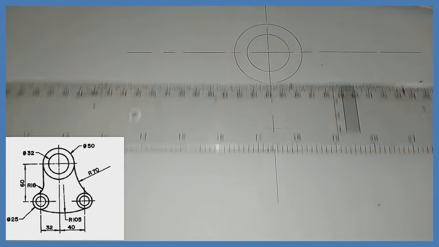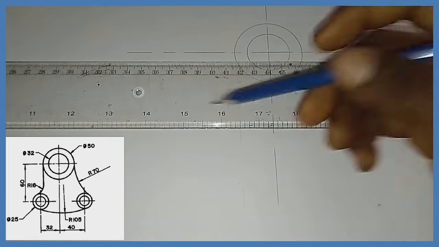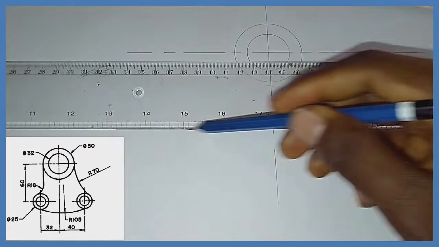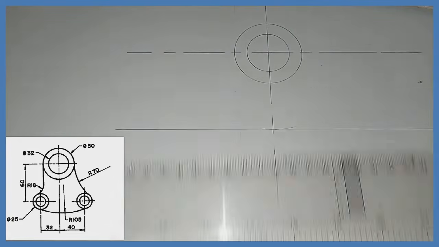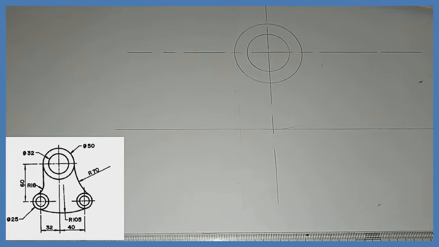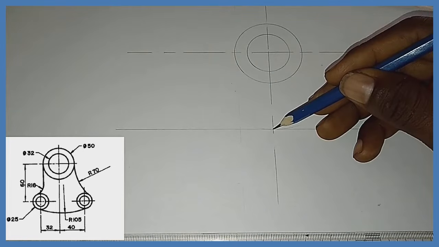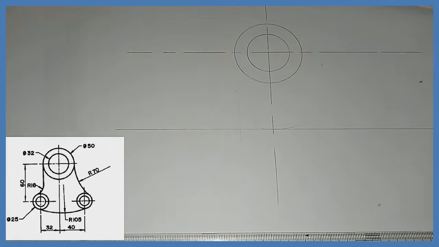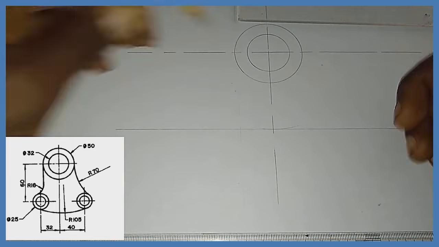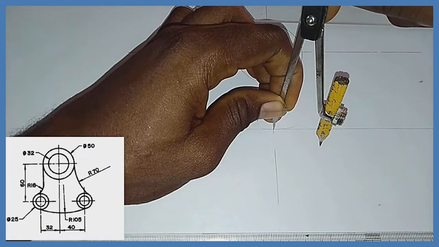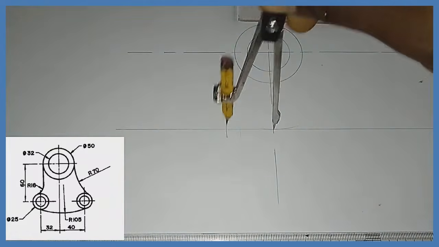Okay, then I'm going to what? Produce a horizontal line on that position. Okay, a thin horizontal line. So after producing that thin horizontal line, from the midpoint right here towards my left hand side, I'm having a mark of what? 32. With mark 32 on my compass from this midpoint, I strike an arc.